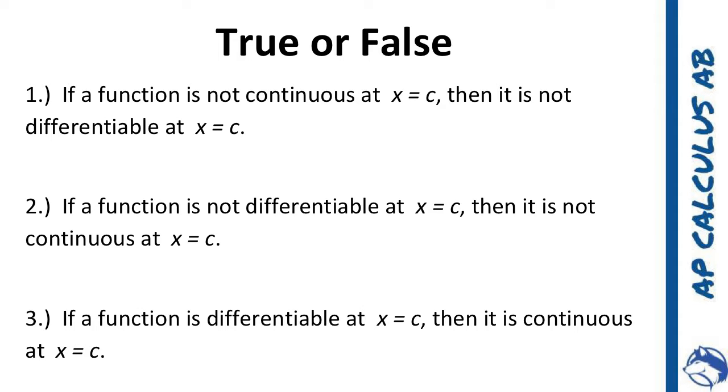Well, if it is not continuous, that means there was some form of a jump discontinuity or an asymptote there where it wouldn't necessarily touch the line. So it can't be differentiable in those two scenarios. So that would look like this.